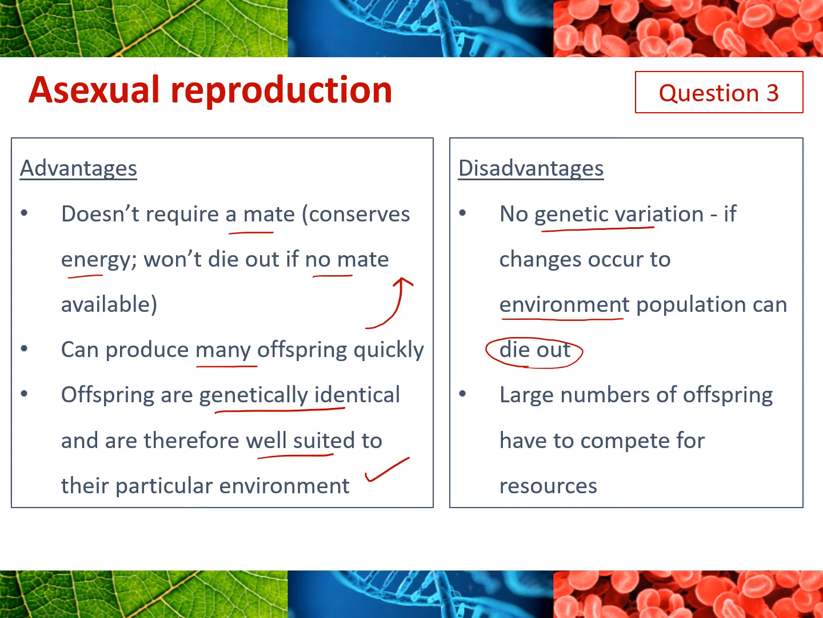Another disadvantage is that because you can produce lots of offspring very quickly, you can end up with large numbers of offspring that have to compete for resources. If we're thinking of things like bacteria or yeast, resources are going to be things like space. Is there enough space for them to divide? Is there enough oxygen available? Are there nutrients available? If they're not able to access those things, then certain individuals will die out. So I just want you to jump into question 3 and write a short paragraph outlining advantages and disadvantages of asexual reproduction.